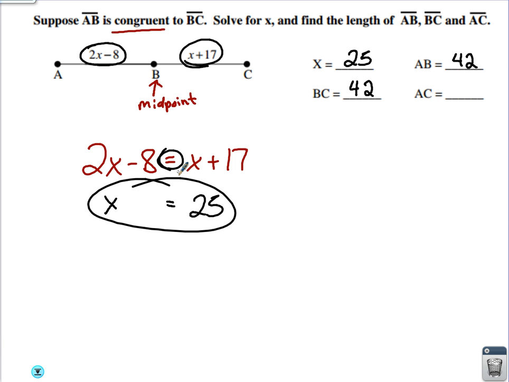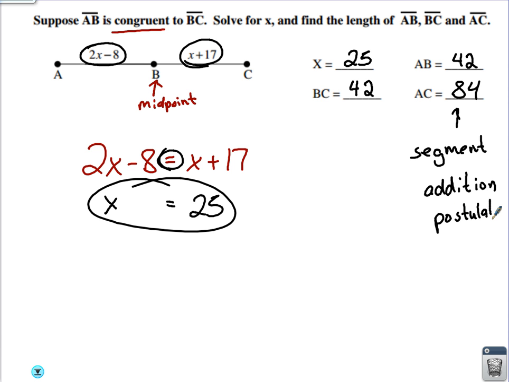There you go. And that was called the segment addition postulate. Since AB is 42 and BC is 42, the whole thing is 84 by the segment addition postulate. I'll be asking not only is it true, but you might want to write that down. I'm going to be asking why it's true. The segment addition postulate.